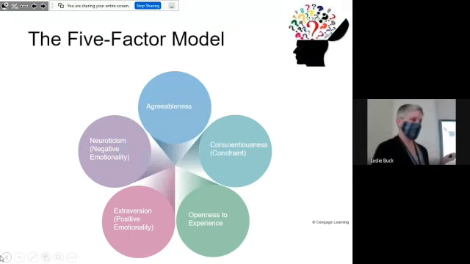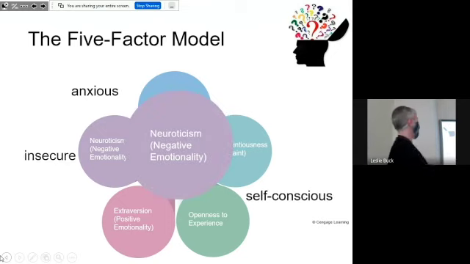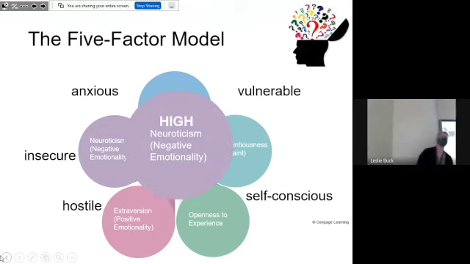And the last one, make sure we get through all of them today, is neuroticism. Neuroticism is another one of those words I don't like because it has so many different meanings in psychology. In this case, high neuroticism is associated with experiencing negative emotions: anxiety, feeling anxious, vulnerable, insecure, self-conscious. The hostility comes from that place.